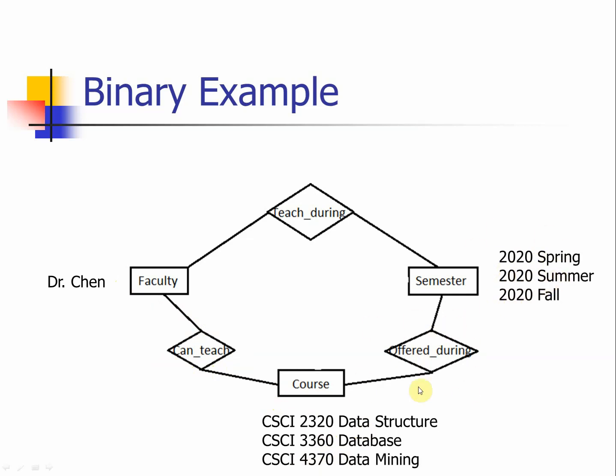This relationship indicates what courses are offered in what semester, assuming that all 3 courses are offered in spring semester and fall semester. It is not necessarily saying that all 3 courses are offered in the summer. In reality, among all these 3 courses, only data structure is offered in the summer.